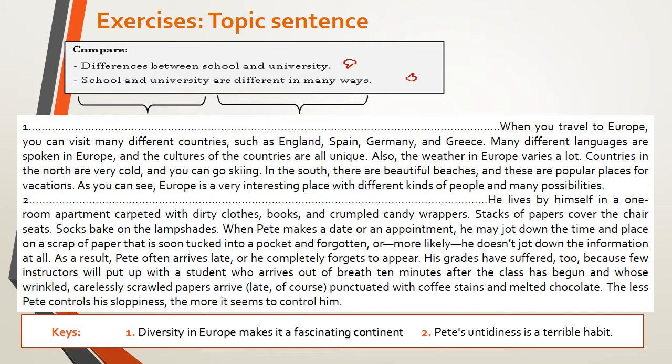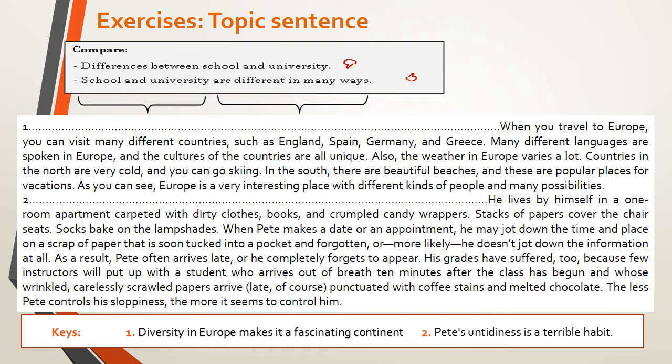Then, as you can see, Europe is a very interesting place with different kinds of people and many possibilities. Here, this looks like a general sentence which stresses one idea, which is differences and Europe being an interesting place. We notice that the whole discussion in this paragraph is about differences in countries, differences in languages, differences in cultures, differences in the weather in Europe. So the whole thing is about differences in the European continent. Differences, we can say variety or diversity.